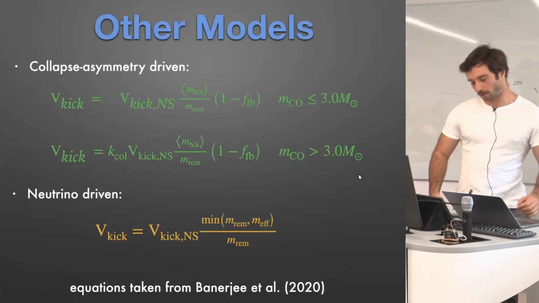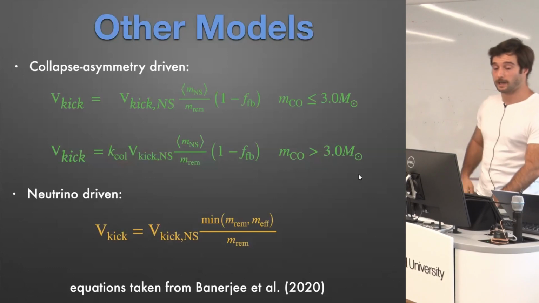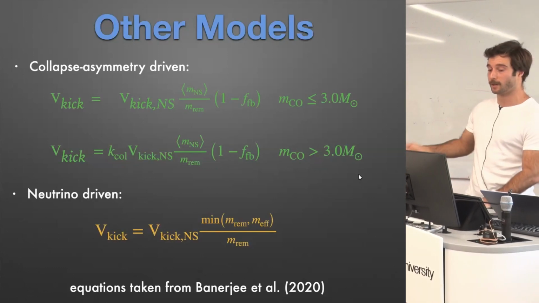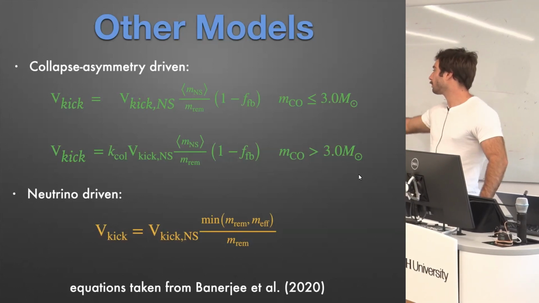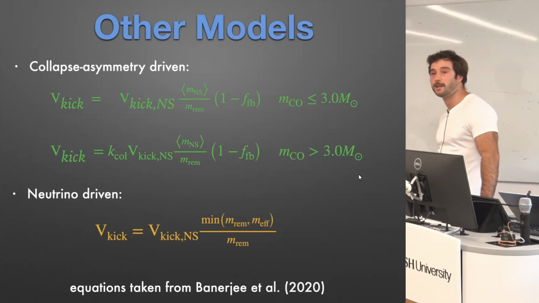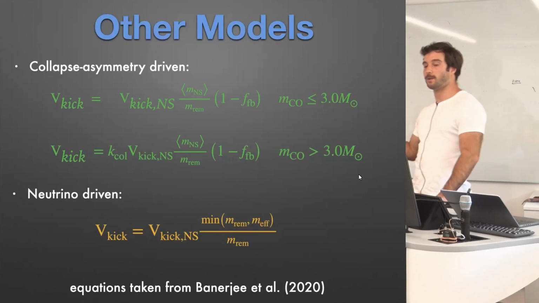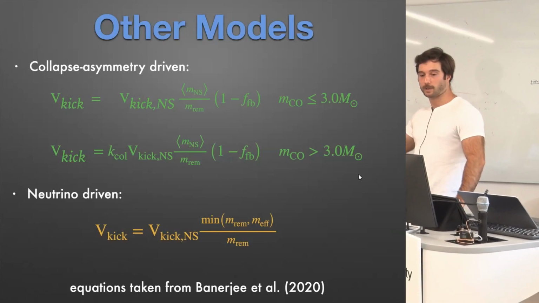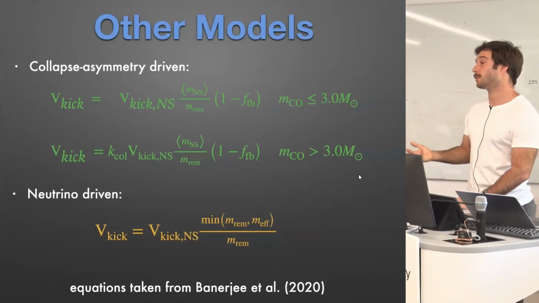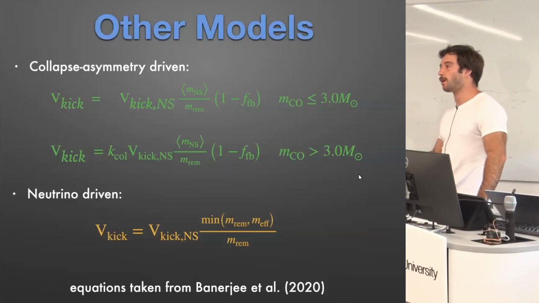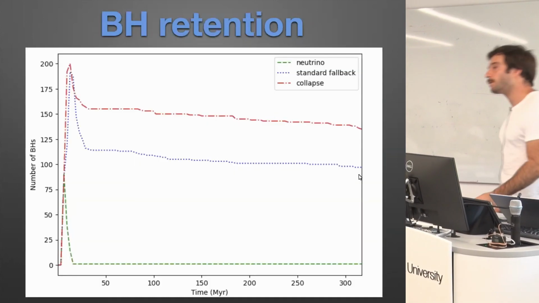But there are also other models that we can look at. These are just two examples that I've got here. There's collapse asymmetry-driven and neutrino-driven. I'm not going to go into details about them. They're not my models. These were taken from Banerjee et al. 2020. The important part to know is that there's the basic fallback one from the previous slide, the collapse asymmetry-driven and the neutrino kick-driven. I implemented all three into NBODY6 to see how these different kick mechanisms alter the final black hole distribution. So the main thing to look at is retention.